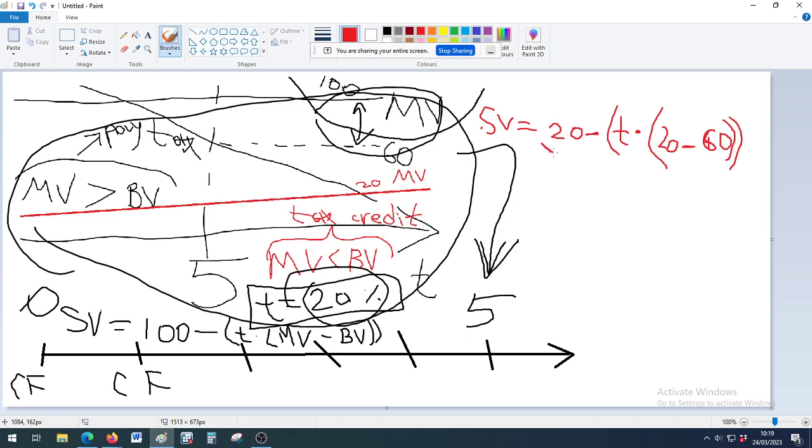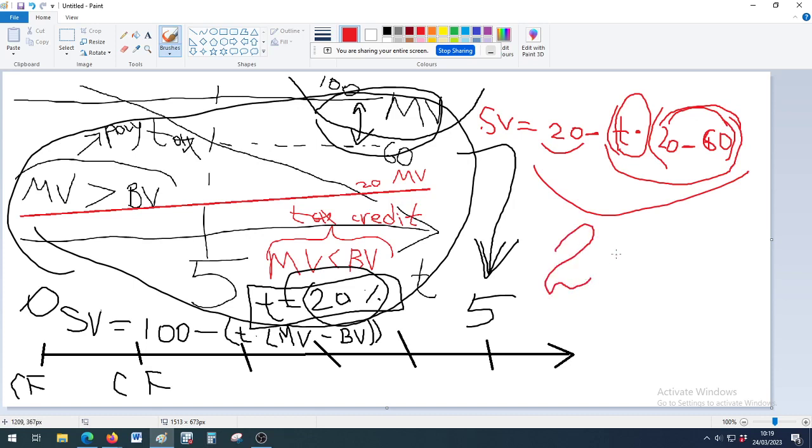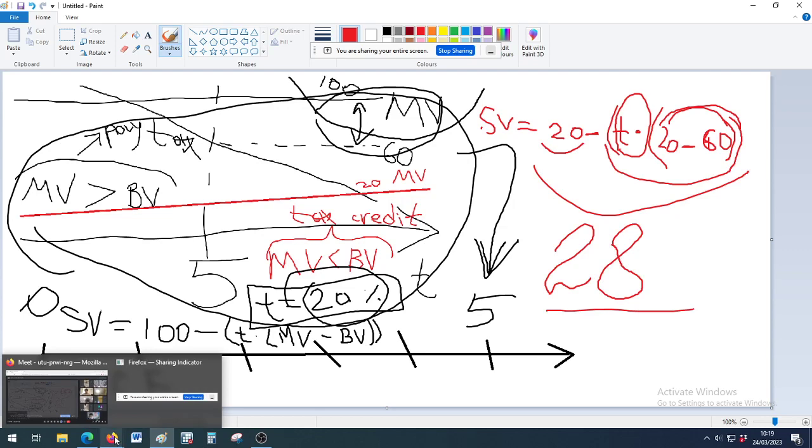So the buyer gives me 20,000, but I also get a tax credit, the 20% of this 40,000 loss, which is again 8,000, and my salvage value is going to be 20,000 that I get from the buyer plus a tax credit of 8,000, 28,000. Okay, so that's what we're going to do today.